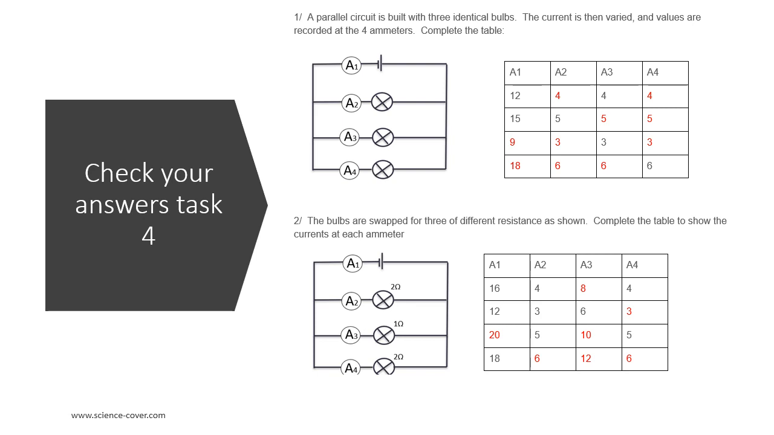In question 2, the bulbs are swapped for 3 different resistances as shown. Complete the table to show the currents at each ammeter. Well, A3 in the first row was 8. In the second row, A4 was 3. In the third row, A1 should have been 20. And in the fourth row, A2 was 6, A3 was 12, and A4 was 6.